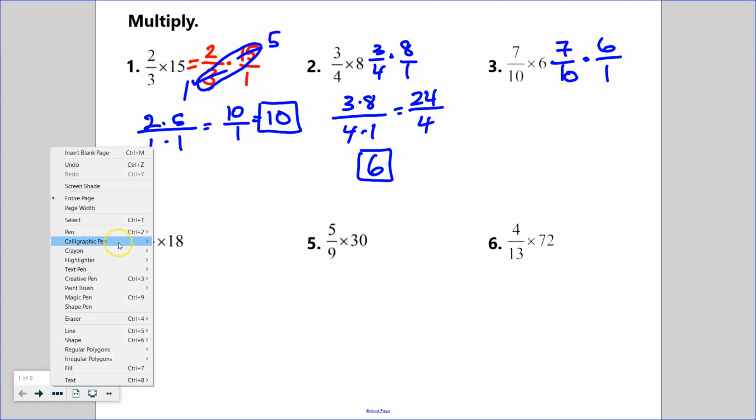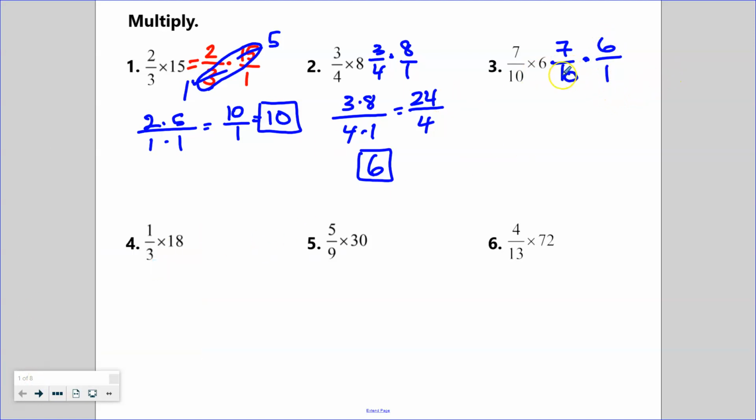I know that 6 and 10 do not share any other common factors besides 2. So there's 3 groups of 2 in 6, and there are 5 groups of 2 in 10. Right? So I have 7 times 3, 5 times 1, and we get 21 fifths. Now this is an improper fraction. We never leave it like that because we know that we reduce from now on, always, forever. And so I count by my 5s, 5, 10, 15, 20, 25, oops, too far, 5, 10, 15, 20. So I have 4 whole groups and 1/5 left over, right?